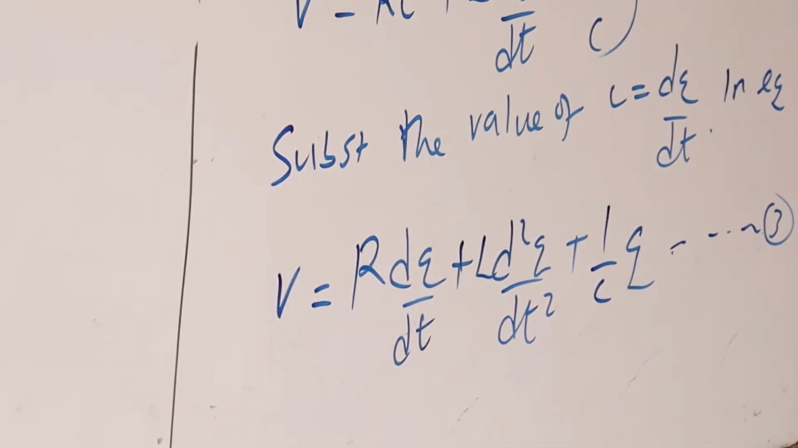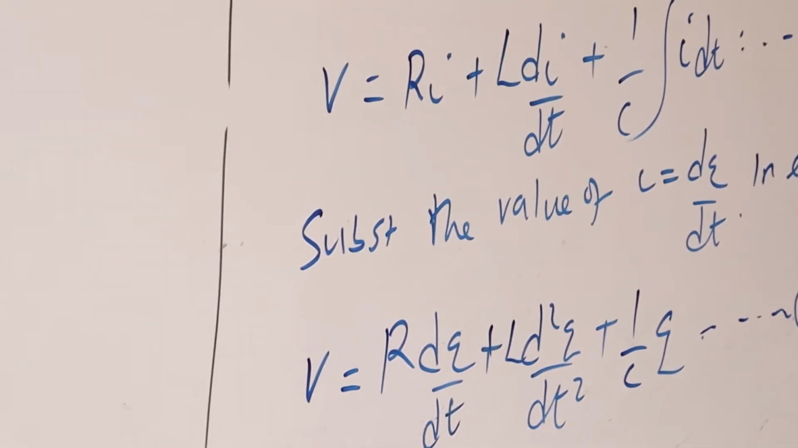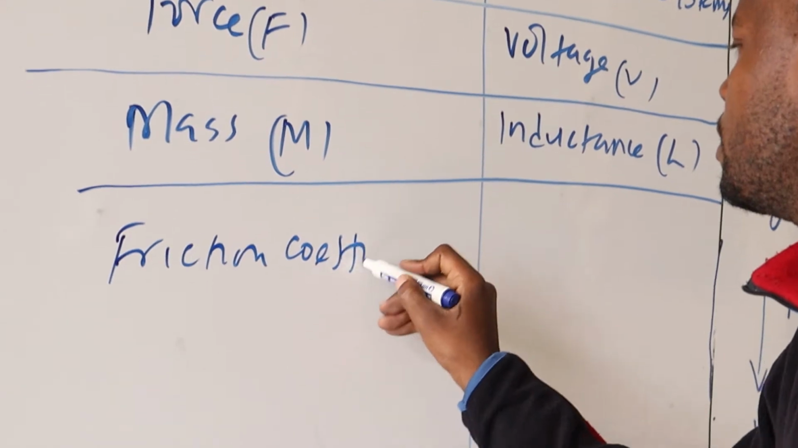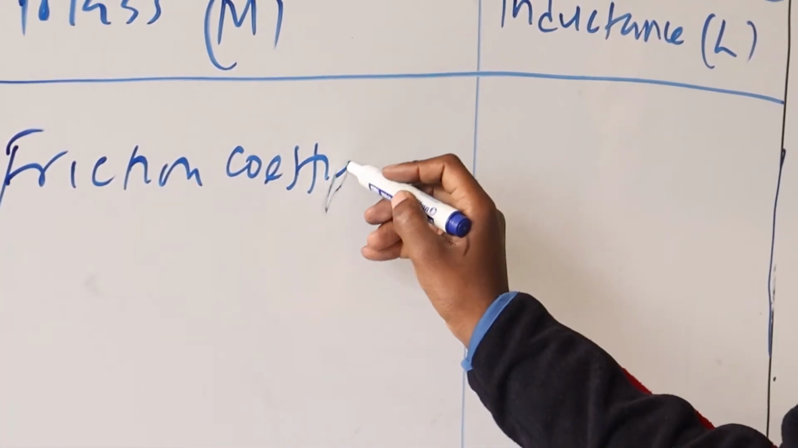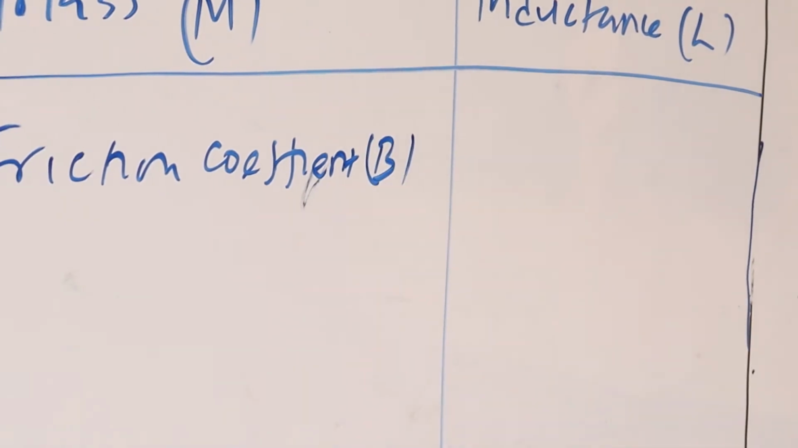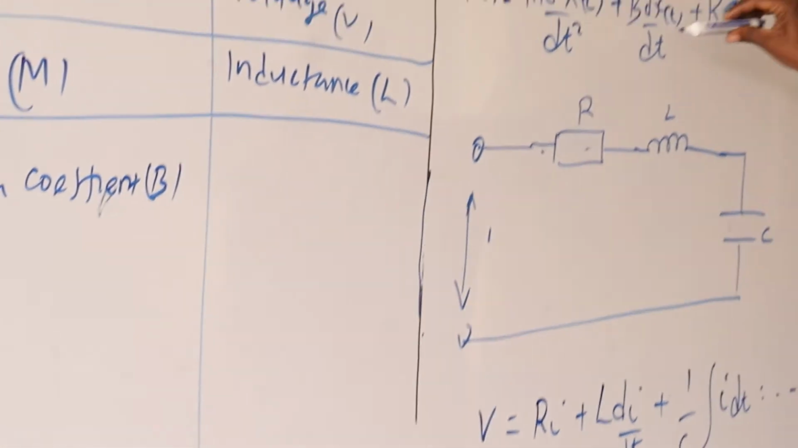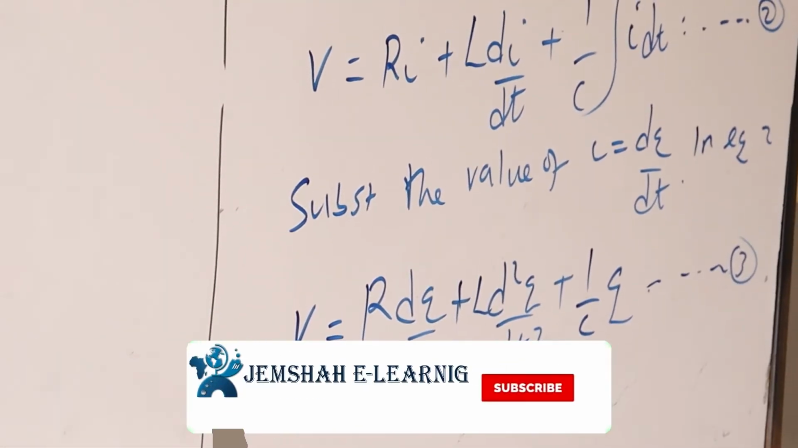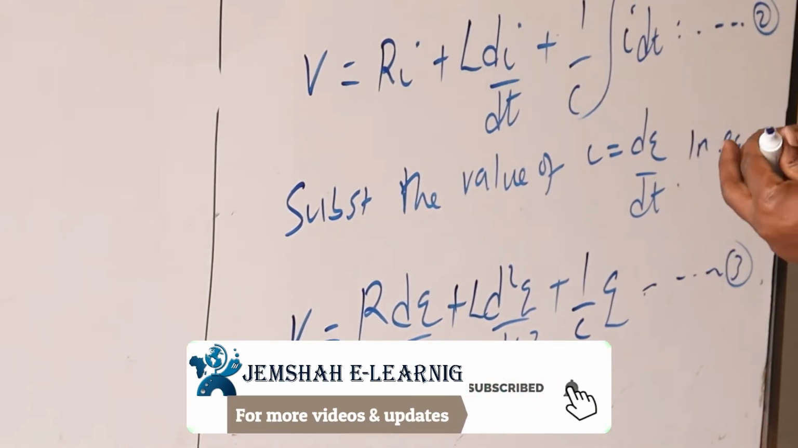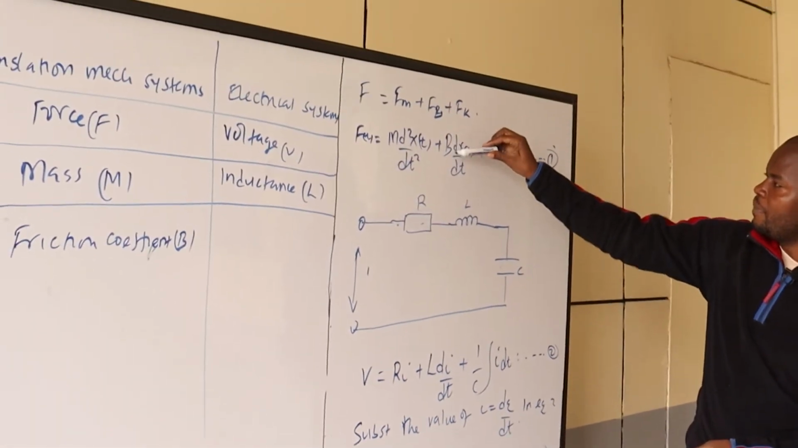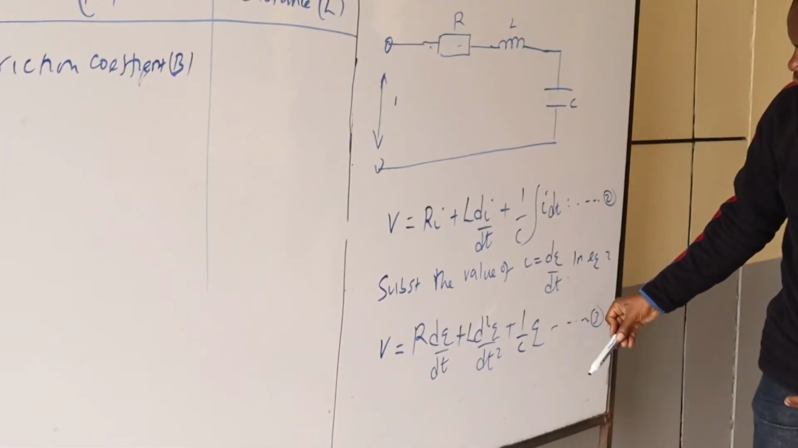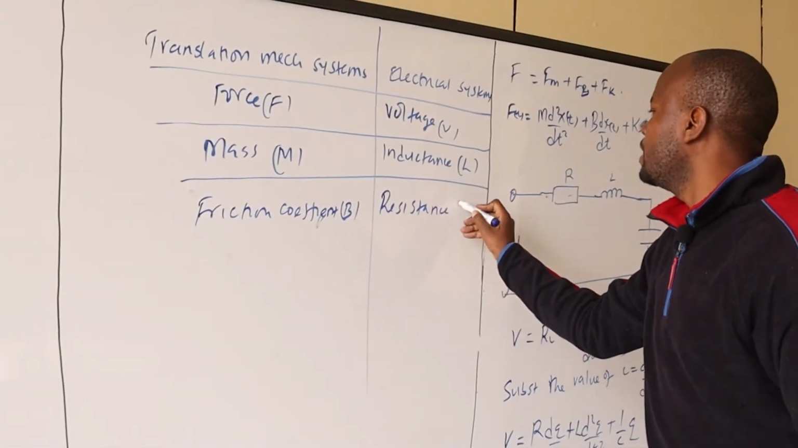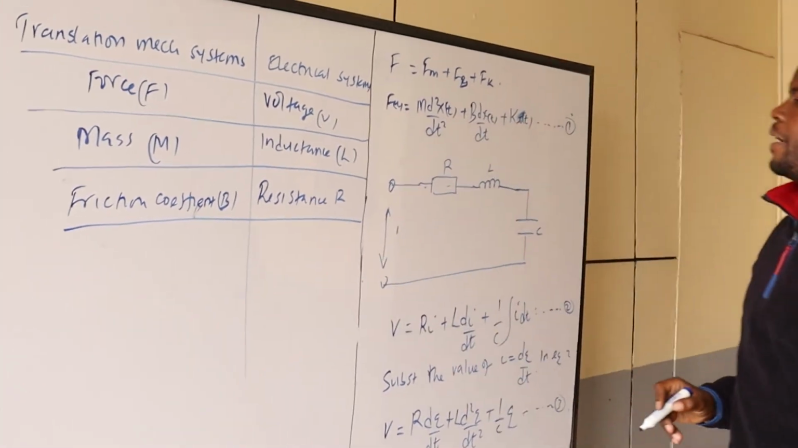We can also look at the friction coefficient B. Looking at the friction coefficient B, that is the first order term, and in equation 3 the first order term has R, which means the friction coefficient B represents resistance R.